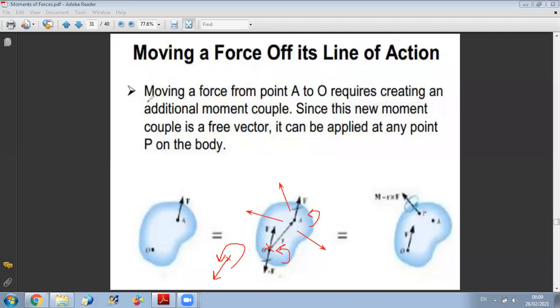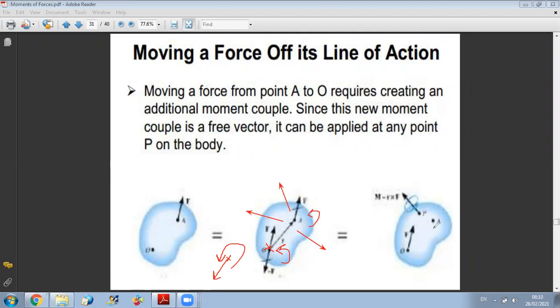So this is the condition. Moving a force from point A to O requires creating an additional moment couple. Since this new moment couple is a free vector, it can be applied at any point on the body. So always for the couple, we say it's a free vector, so I can put it everywhere. And I can put it in particular on the point I move to.